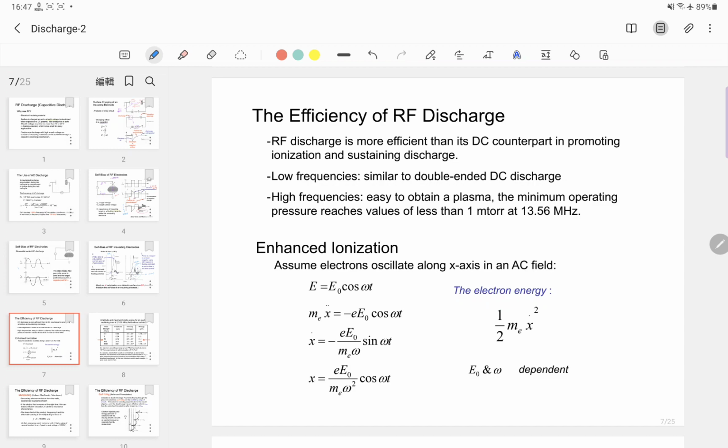One is the striking. So from neutral gas state to plasma state, we need to strike plasma. And after the plasma is generated, we need to keep a continuous plasma discharge. So that part is sustaining. Okay. So here, at the beginning is the ionization, and then the sustaining of the discharge. The RF power is more efficient than the DC power.